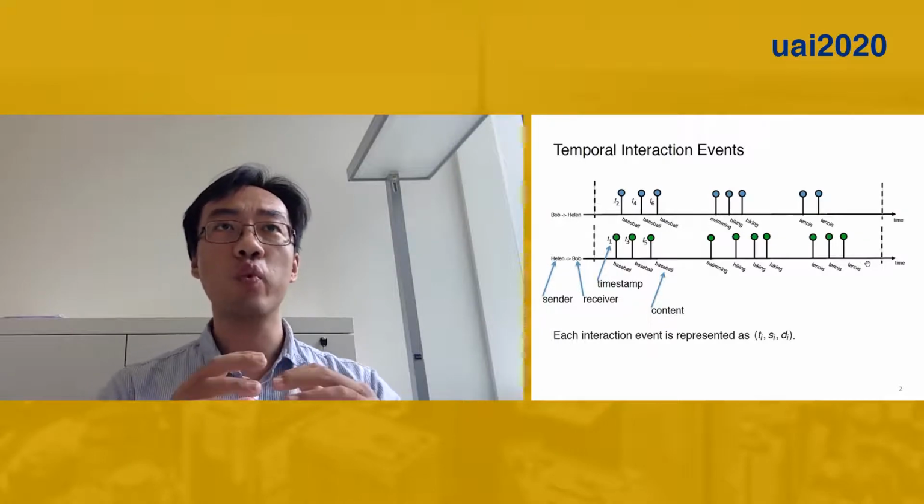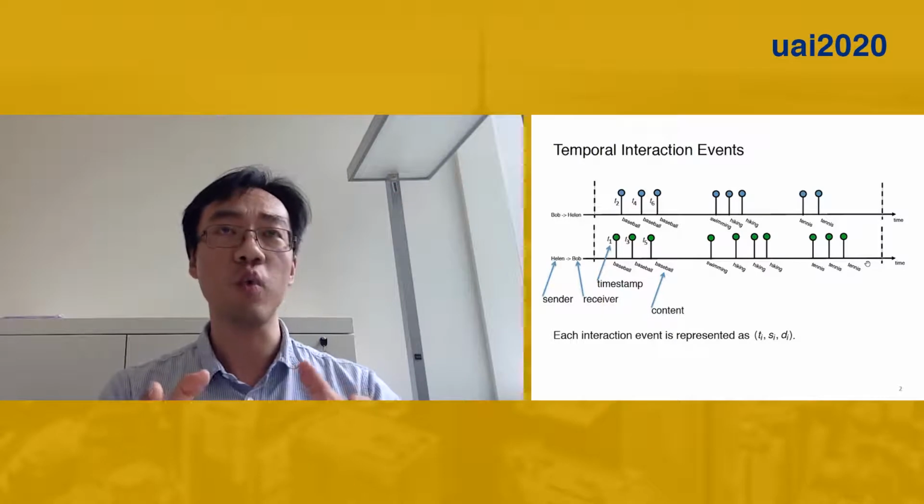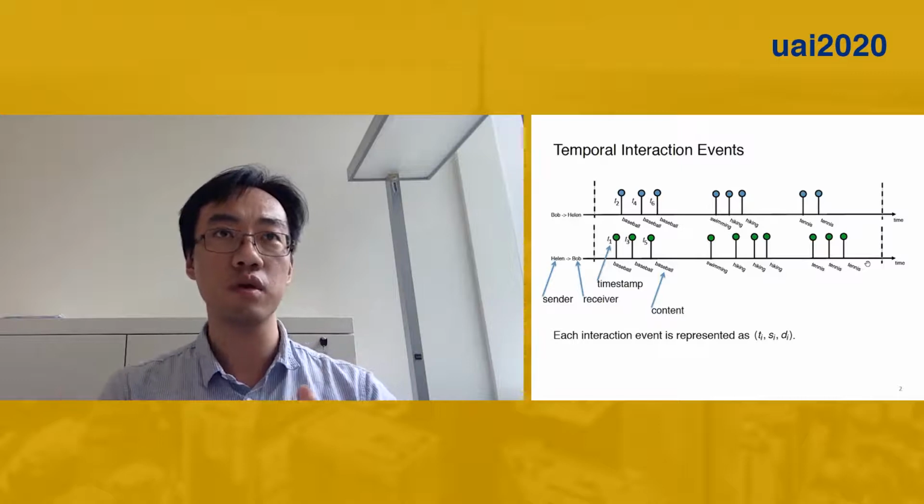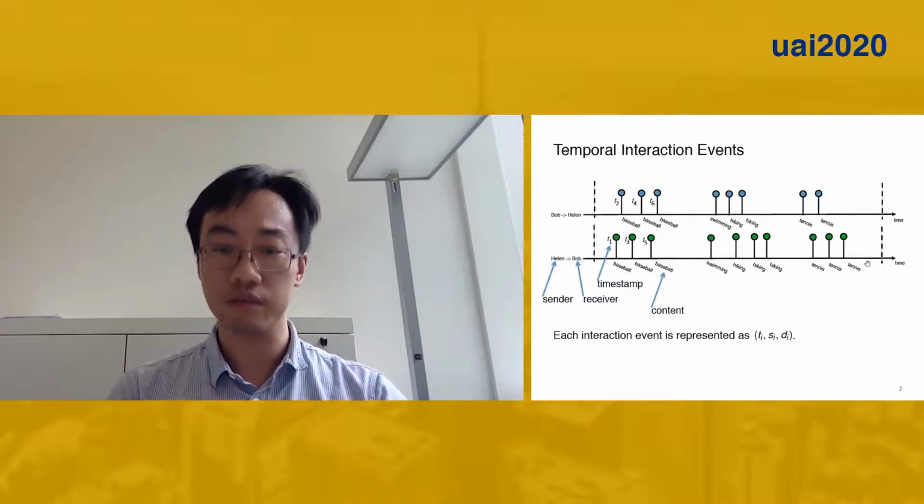In this paper, we are in particular interested in modeling temporal interaction events, where each event has a time step and involves two participating nodes. One is the sender and the other one is the receiver. Sometimes we may also have a content sent from one node toward another.